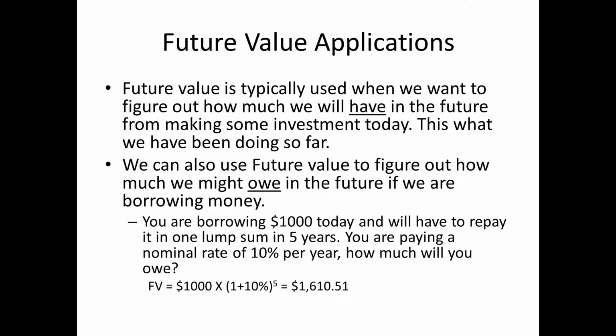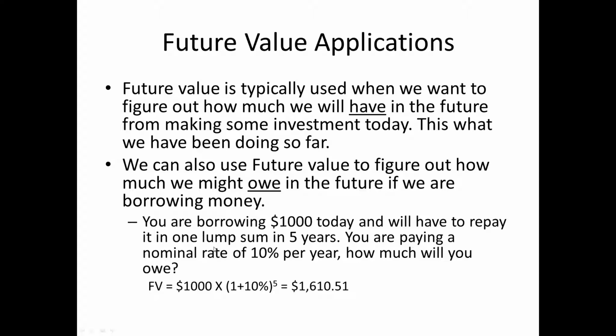So again, as I said, we have already covered the question of how much we'll have in the future. That's really the context in which we taught future value. But you could also simply restate the problem to say, so how much do we owe? So imagine that you're borrowing $1,000 today, and you don't have to make any payments for 5 years, but at the end of 5 years, you have to pay back the entire amount that you borrowed, plus interest at a rate of 10% a year. How much will you owe?